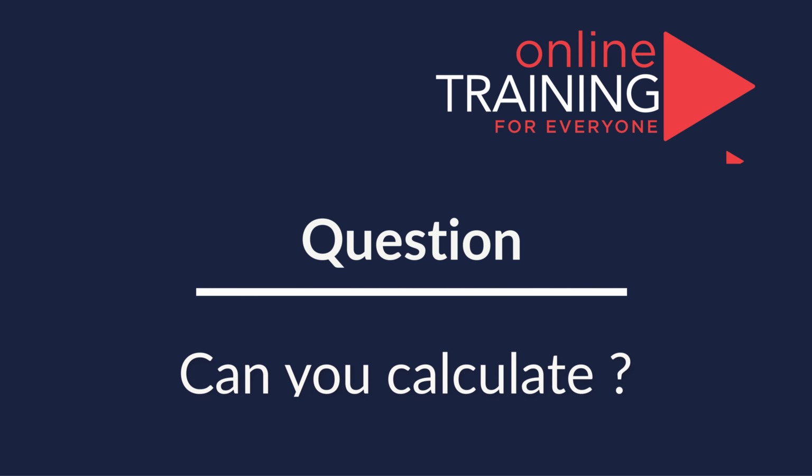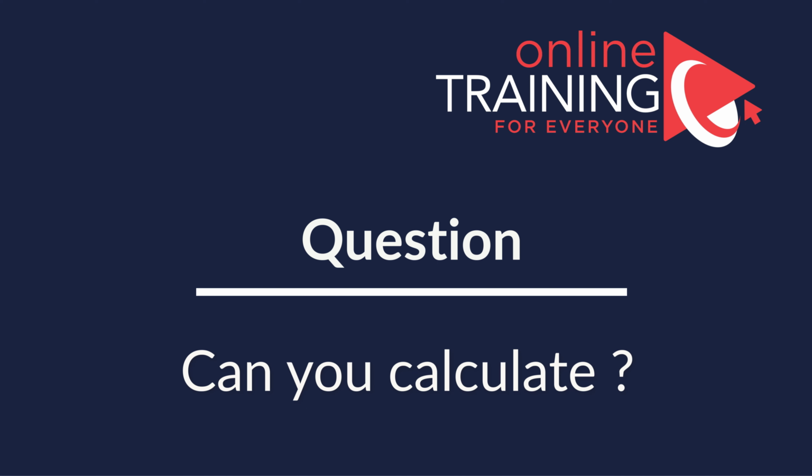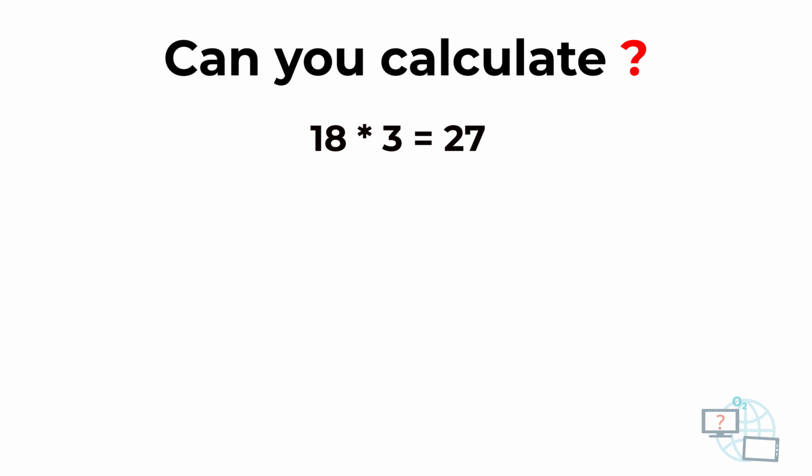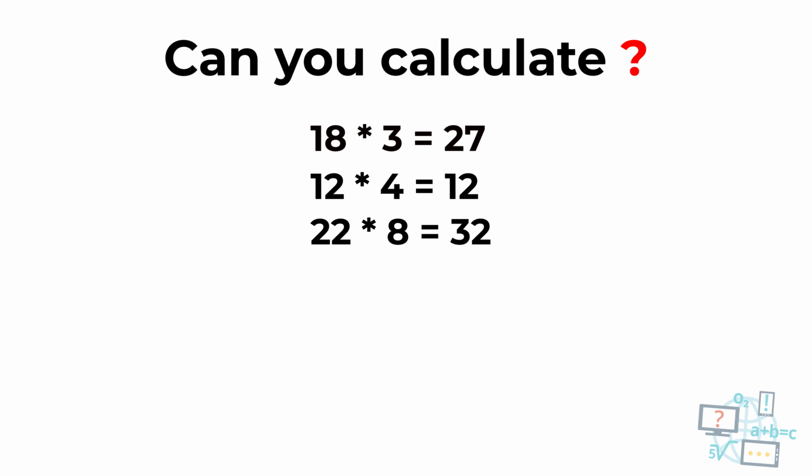Here's an interesting problem from the real test. You're presented with 3 full expressions, 18 by 3 equals 27. 12 by 4 equals 12. 22 multiplied by 8 equals 32. And you need to calculate missing number in the expression 12 multiplied by 9.